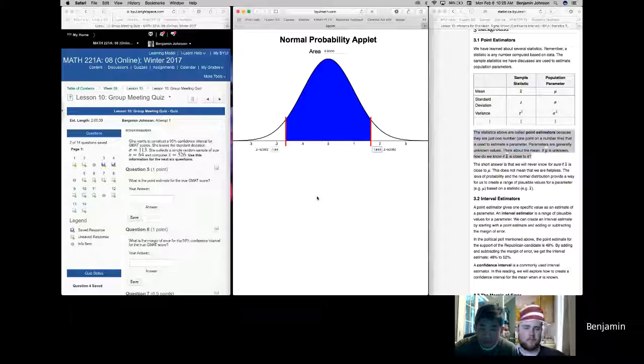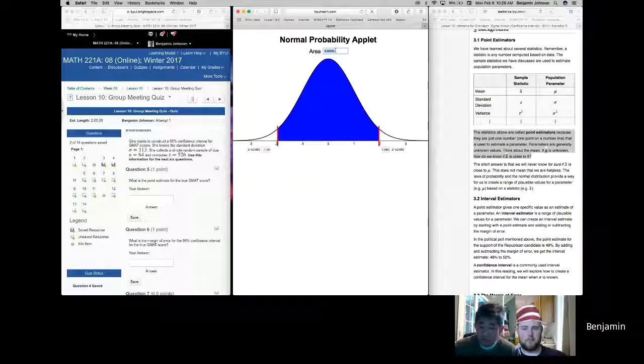Yeah. Gino wants to construct a 95% confidence interval for the GMAT score. She knows the standard deviation. Okay. So we changed this to 0.95. Yeah, 1.960. Times 113 divided by the square root of 64. Square root of 64 is what? 8? Yes. Okay.